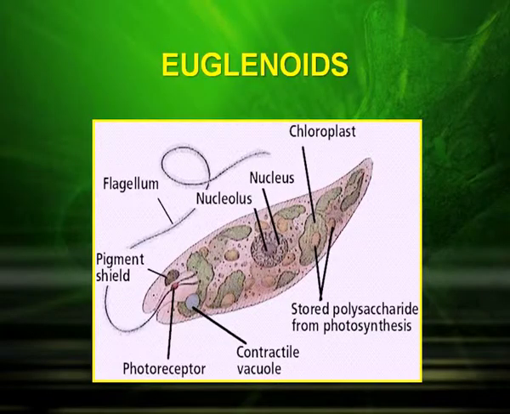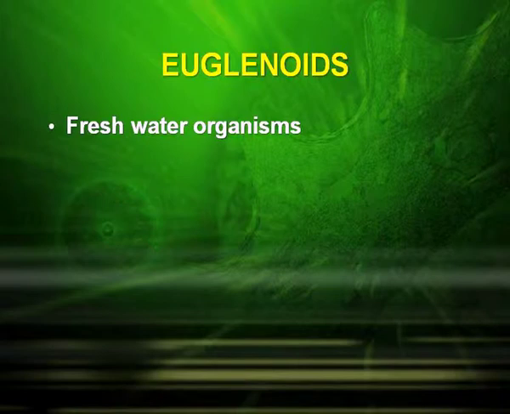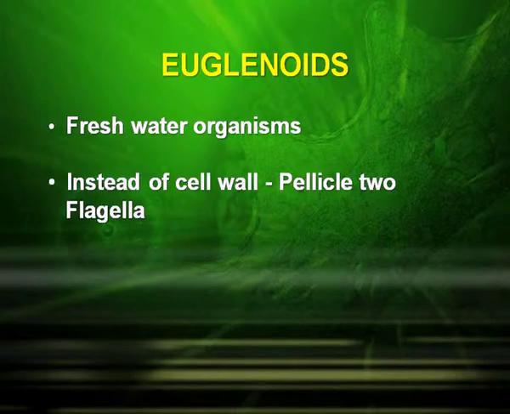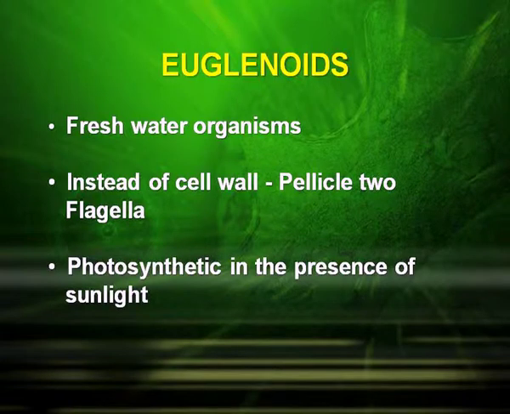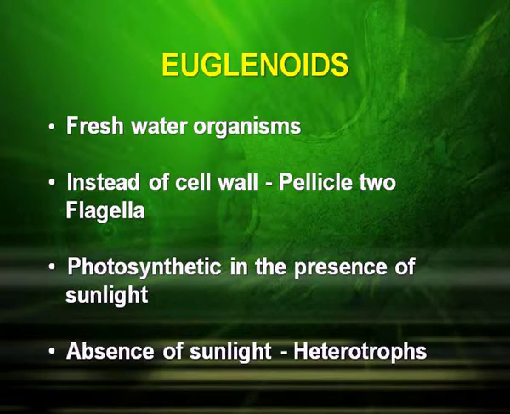Euglenoids. They are freshwater organisms. Instead of cell wall, they have a pellicle. Presence of two flagella. They are photosynthetic in the presence of sunlight, but in the absence of sunlight, they behave as heterotrophs. Slime molds. They are saprophytic.